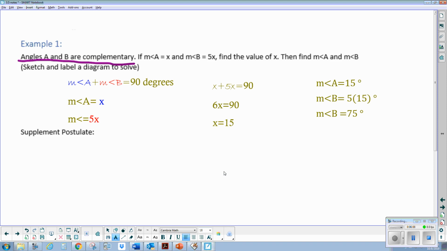Okay, the next term, supplement postulate. We've used this before, but we're just going to actually give it a name and call it the supplement postulate. And all this says is that if a pair of angles is a linear pair, then the angles are supplementary.